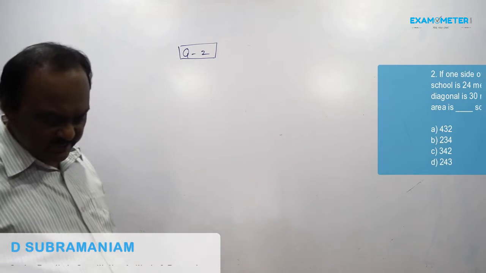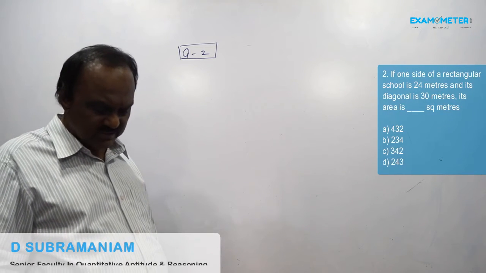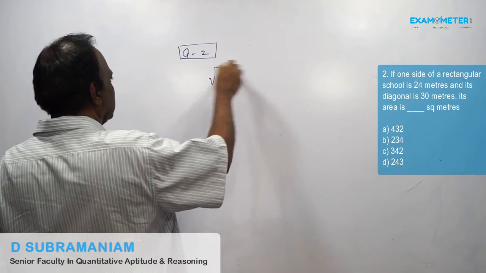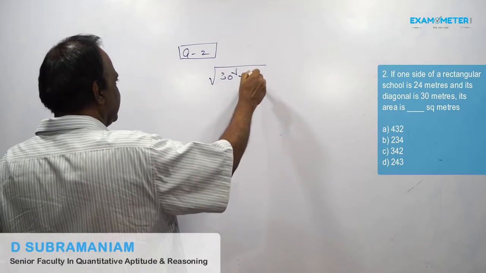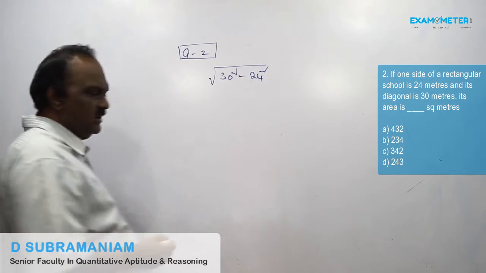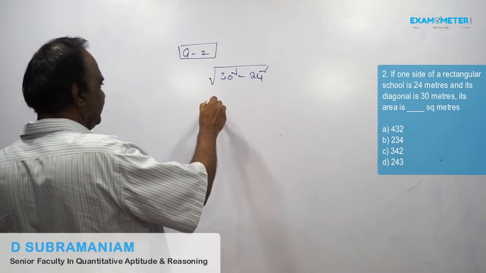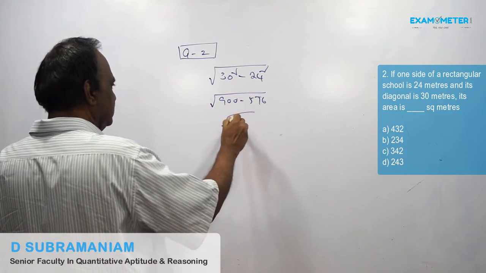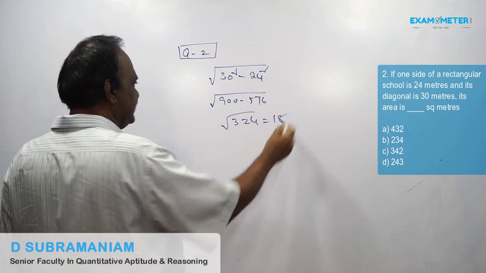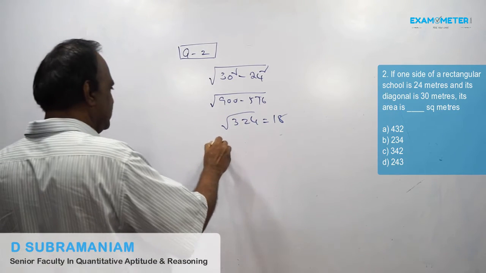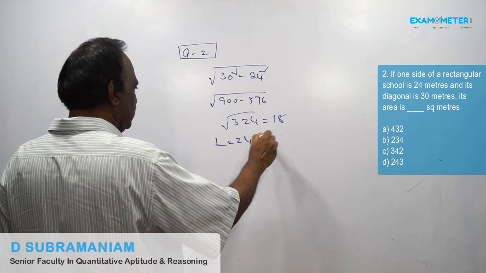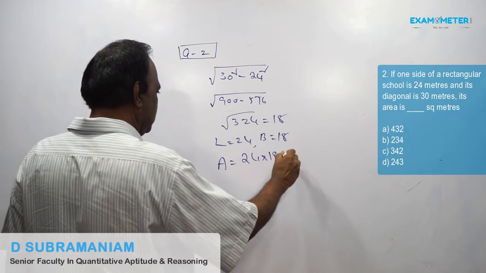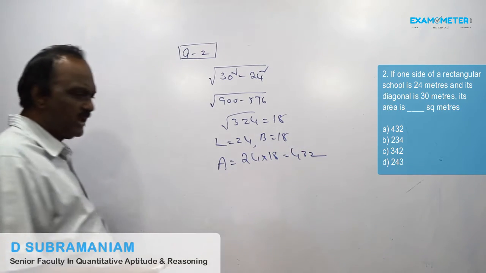If one side of a rectangular school is 24 meters and its diagonal is 30 meters, its area is. So other side is equal to root of 30 square minus 24 square. 30 square is 900. 24 square is 576. Root of 324, that is 18. So breadth is equal to 24, length is equal to 18. Therefore area is length into breadth, that is 432 square meters.